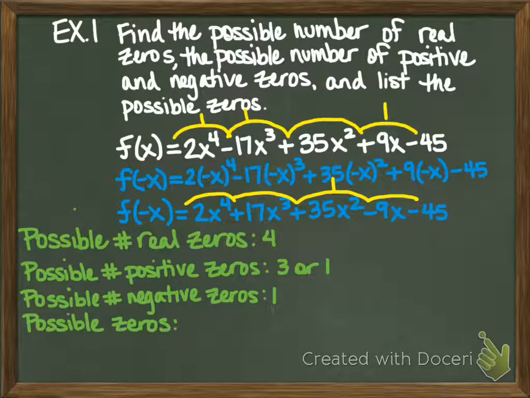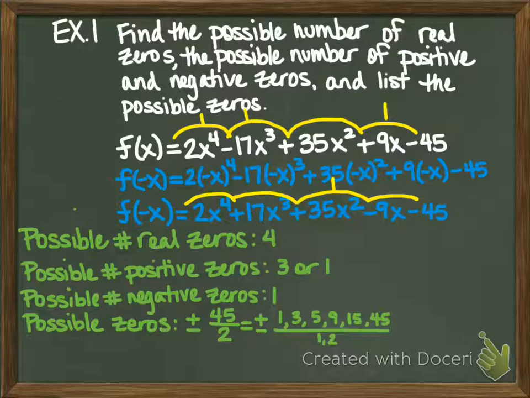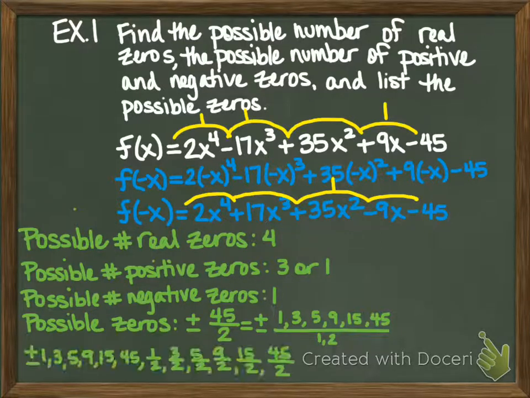Okay, now we're going to list the possible solutions. So this is where we take the factors of the constant over the factors of the leading term. So factors of 45 over the factors of 2. The factors of 45 are going to be 1 times 45, 3 times 15, and 5 times 9. All of those are things that multiply to get 45. And on the bottom, the things that multiply to get 2 are just 1 and 2. So I'm going to list all of these out. Everything on the top divided by 1, everything on the top divided by 2. Okay, so these are all of our possible solutions.